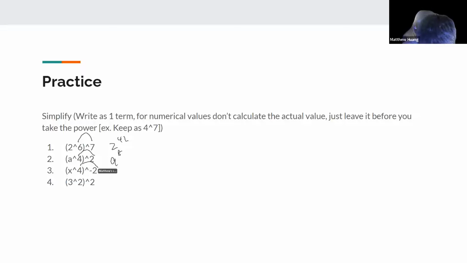Same thing with these. There's a negative, so don't forget about that. It turns into x to the power of negative 8. This one, you multiply these two together, so it turns into 3 to the power of 4.